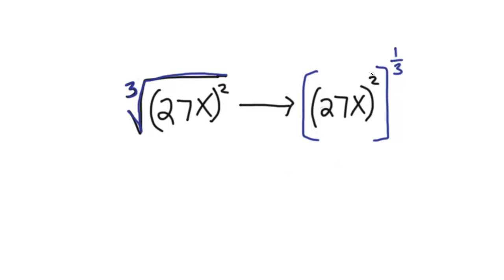Okay, so now properties of exponents, right? You have to multiply the 2 and the 1/3. So this will give me 27x raised to the 2 times 1/3. You take the 2, you take the 1/3, and you multiply the two numbers, you'll get 2/3. So in exponential form, it will be 27x raised to the 2/3 power.